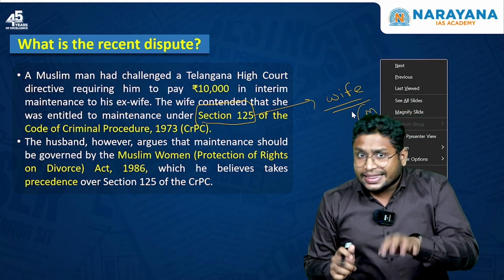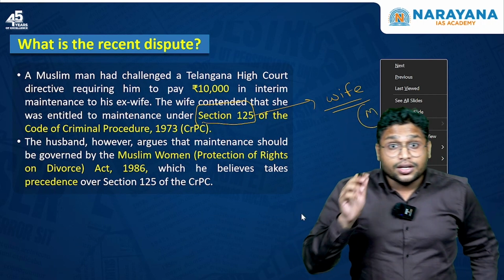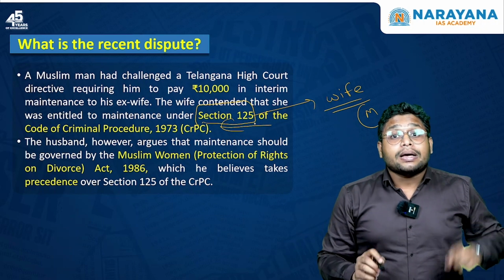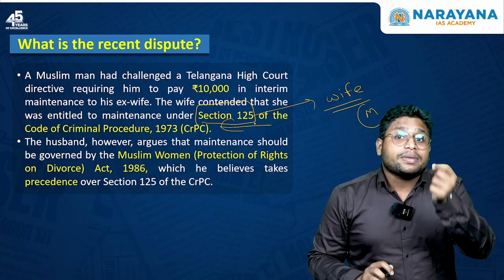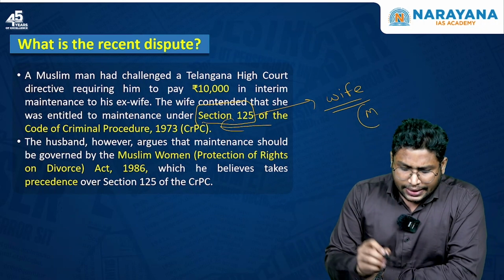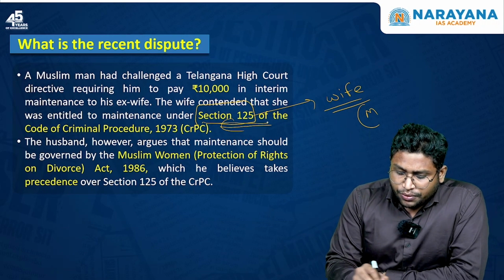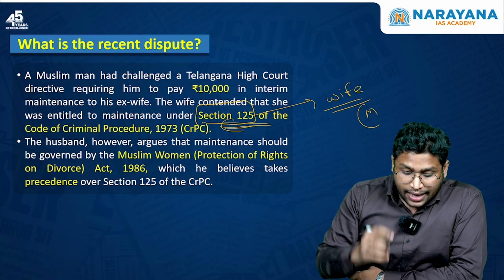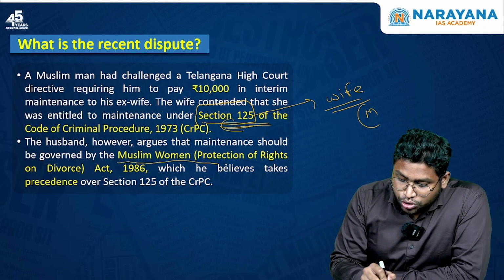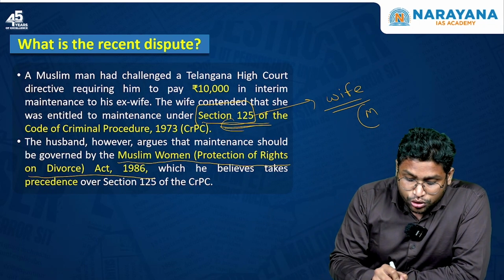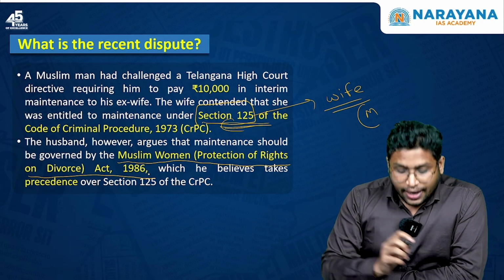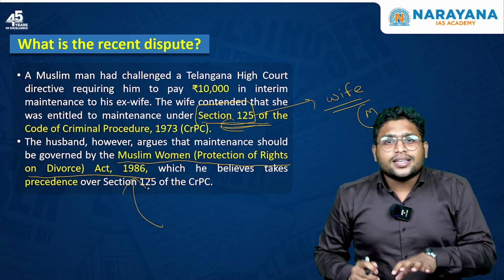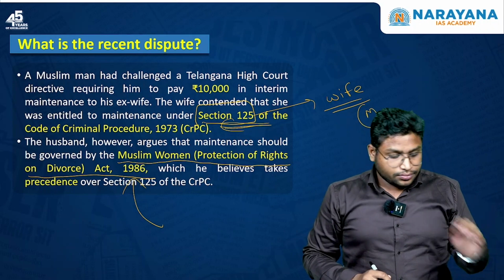Now, what happened in this case is that the woman went to the Supreme Court saying that under this act I should get maintenance, but my husband is refusing to pay me that amount. Now, the husband says, this section 125, I am not liable to pay the amount through this act. Rather, I have another act called the Muslim Women Protection of Rights on Divorce Act 1986, and I will pay the amount according to this act. And he says that I've already paid the amount.